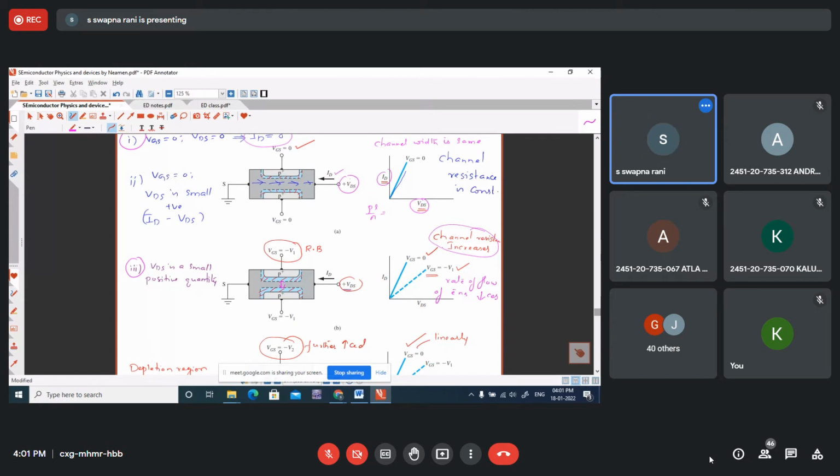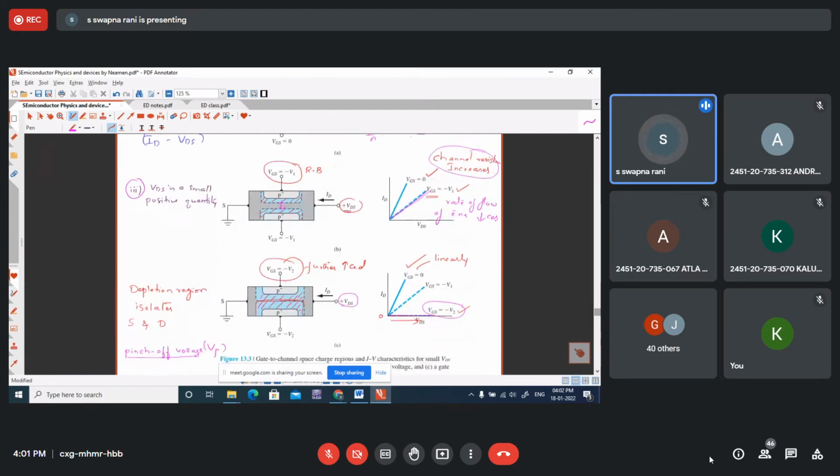So therefore, this is the curve. The slope of the second curve is less compared with the slope of the first curve, because resistance and slope are inversely related. Since the channel is not allowing more charge carriers per unit time to flow, the rate of flow is reduced. So channel resistance is increased, slope is decreased. And the curve will be bending below that.